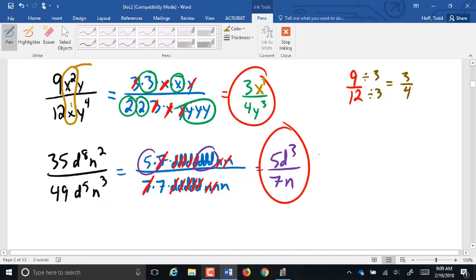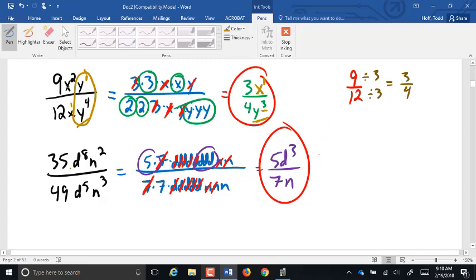Let's see if that holds for the y. So this is y, and y to the fourth, we can think of that as y to the 1. Where's the bigger power? On bottom. Guess where the y ended up in our answer? On bottom. We have 4 and 1. 4 minus 1 is 3. We end up with y to the third, and it's on bottom.